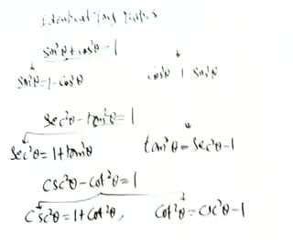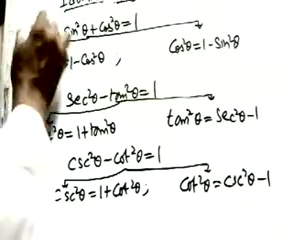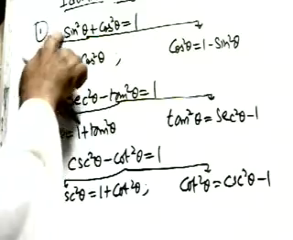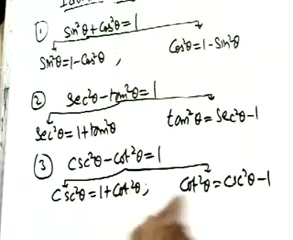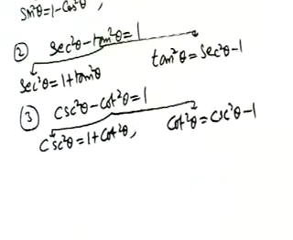So these are the identities. We have to learn this by heart: sin square theta plus cos square theta equals 1. Suppose this is the first one, this is the second one, this is the third one. And from this we derive two formulas, from this two formulas, from this two formulas. We must learn these formulas by heart.